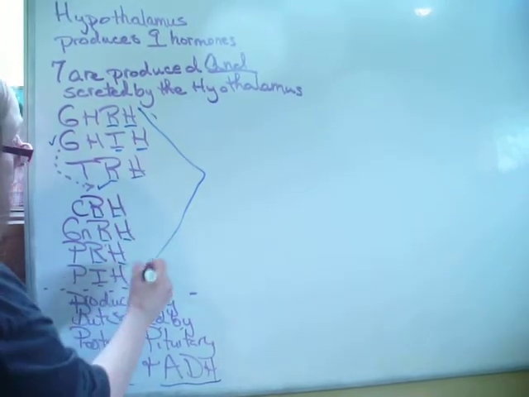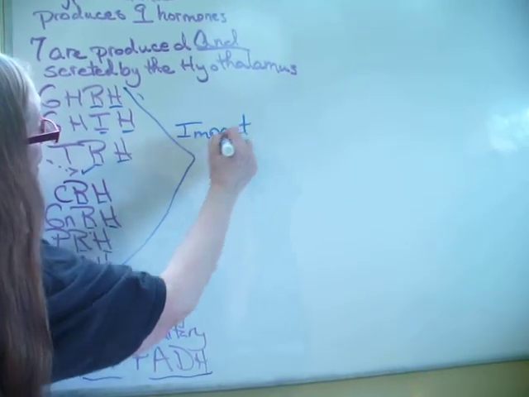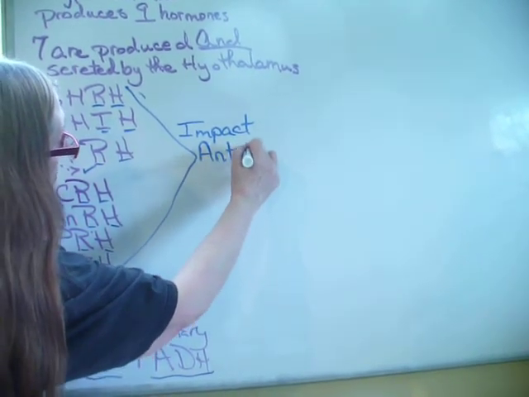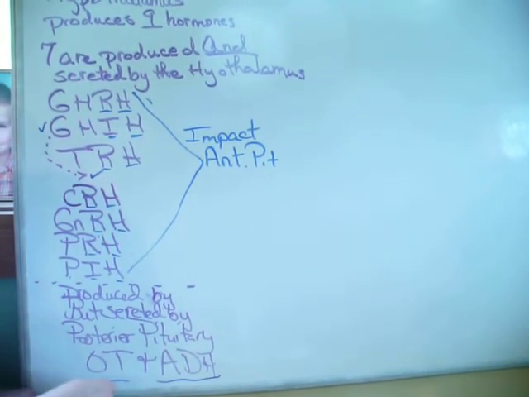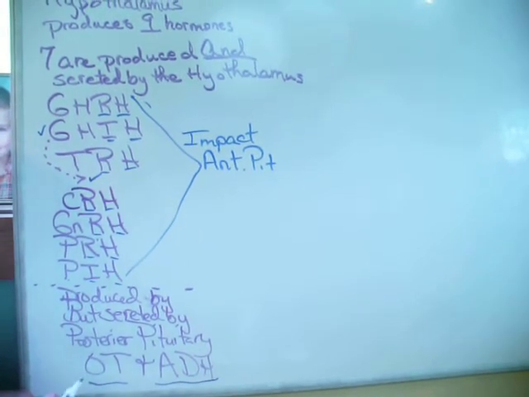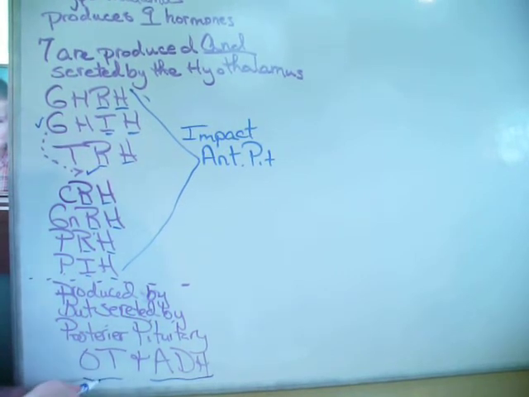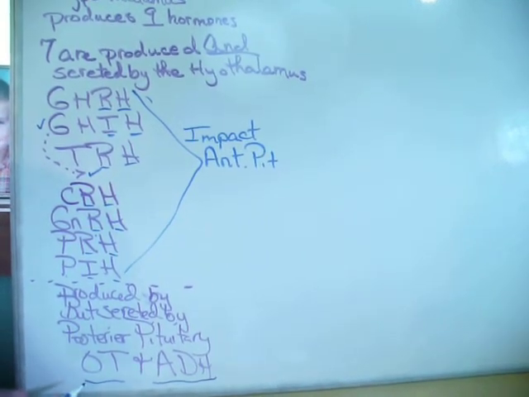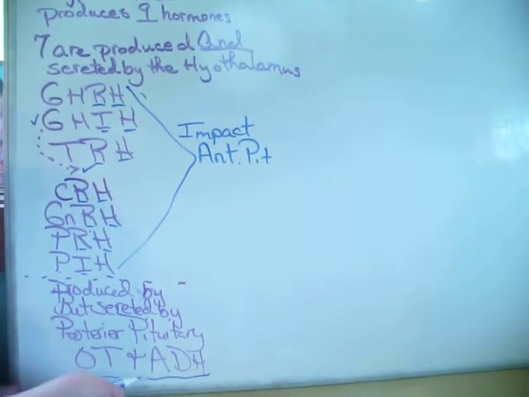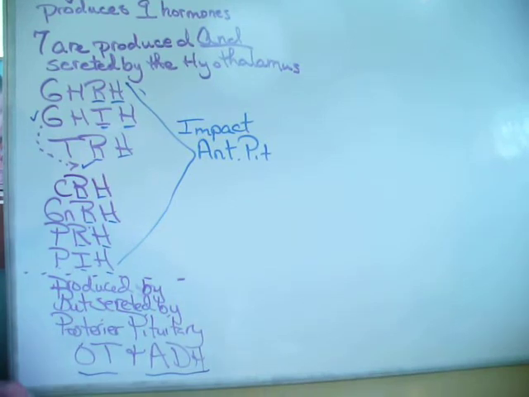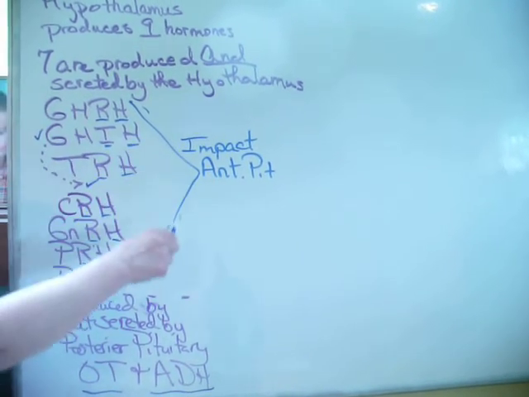All of these are going to impact the anterior pituitary, all these releasing hormones and inhibiting hormones, whereas oxytocin and antidiuretic hormone are going to have their impacts directly on, for example, oxytocin's impact on the contractions of the uterus during labor, and antidiuretic hormone has its impacts on the kidney primarily, or kidneys.